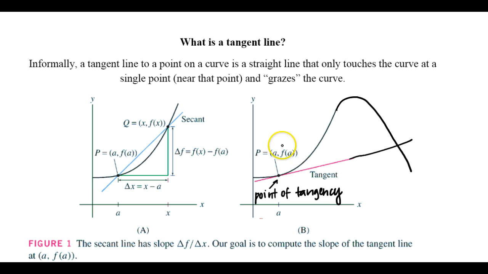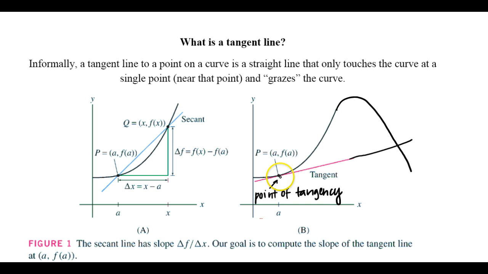So what I mean by that is that a line like this that just sort of cut straight through would not be considered a tangent line. The tangent line has to just softly graze the curve and touch at exactly one point near that point of tangency, although it can intersect somewhere else as long as it's not near that important point.